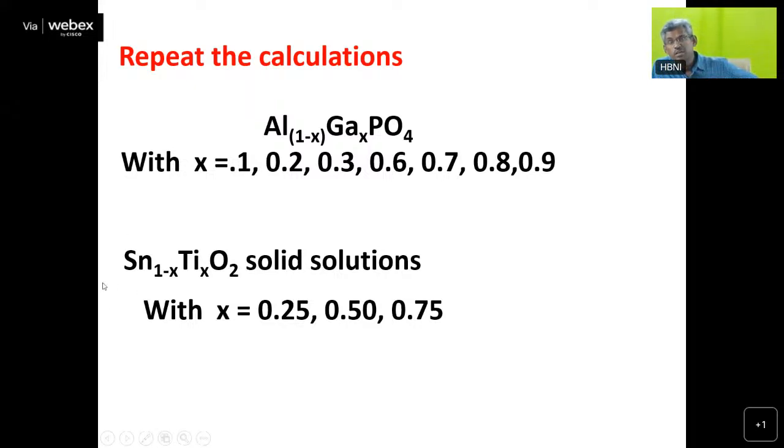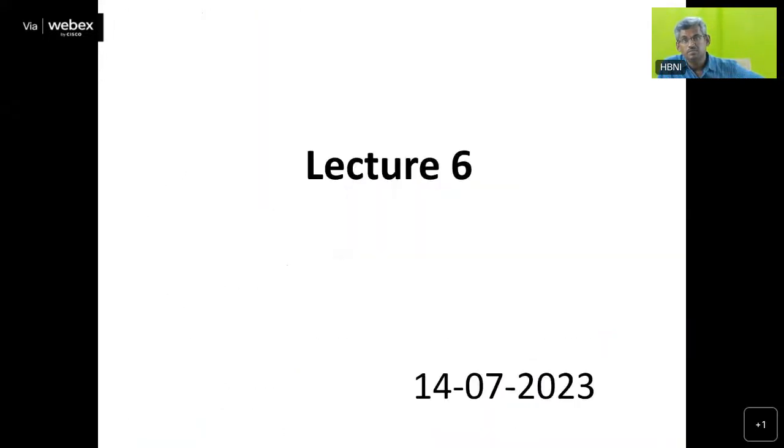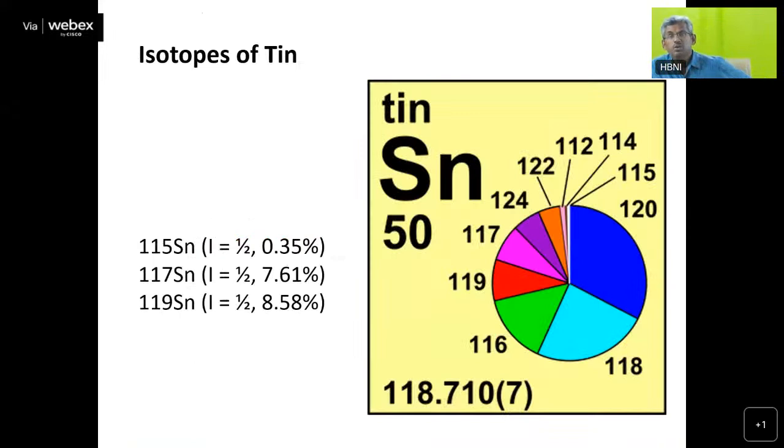That is why we are going for tin, because tin is an NMR active nucleus with spin half. The moment you have a spin half nucleus, it is easy to interpret the tin NMR pattern. So let me show you the tin nucleus here. Tin has a lot of isotopes. Out of these, only 3 are NMR active. One is tin 115, which has spin half, but its abundance is very small, 0.35%. Another is tin 117, with an abundance of around 7.6%, and another is tin 119, with an abundance of around 8.5 or 8.6%.